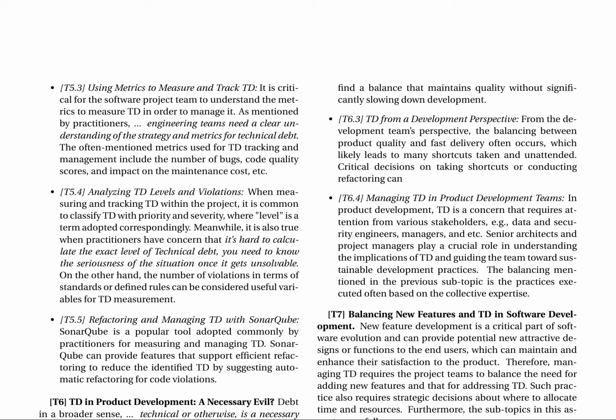Measuring and managing technical debt, TD, is crucial for software project teams. Metrics such as the number of bugs, code quality scores, and impact on maintenance cost are commonly used to track and manage TD. However, calculating the exact level of TD can be challenging, and the number of violations in terms of standards or defined rules can be a useful variable for TD measurement.